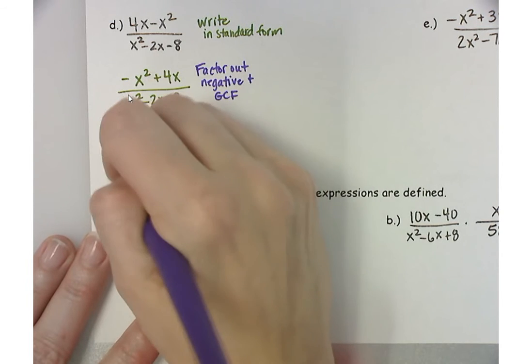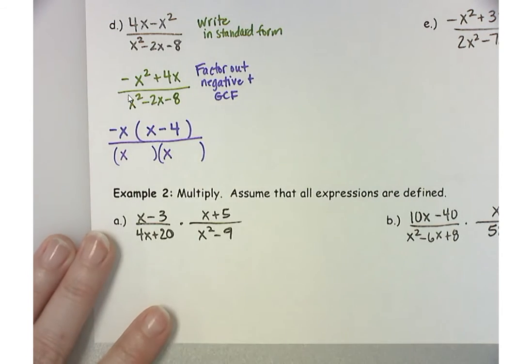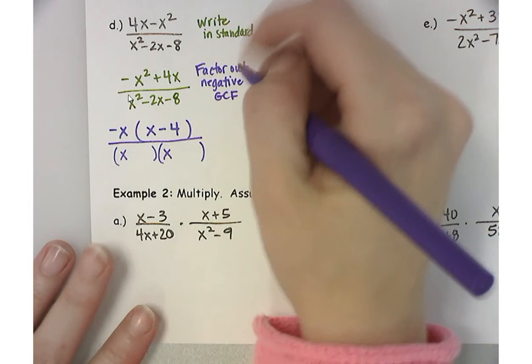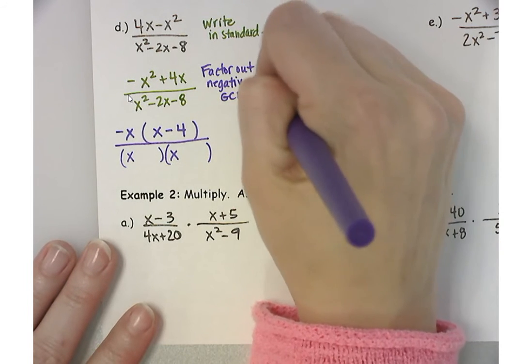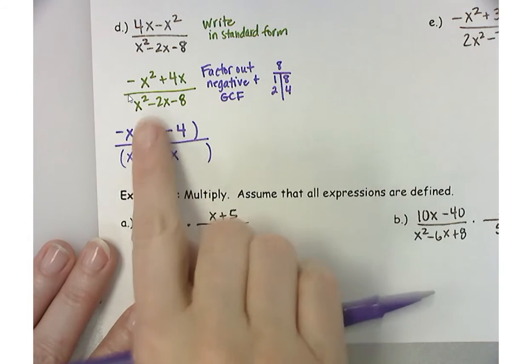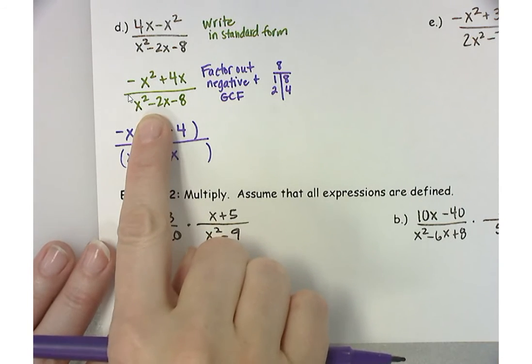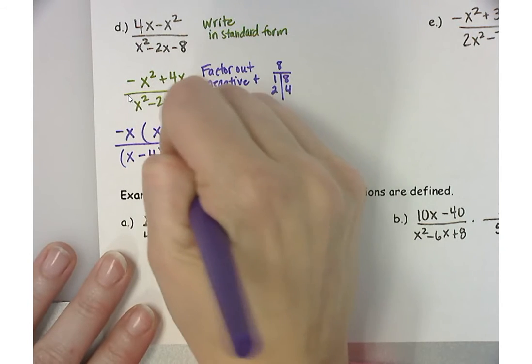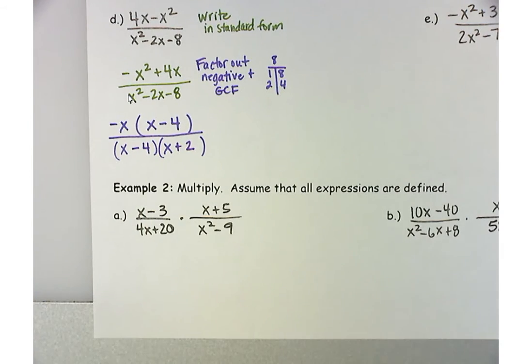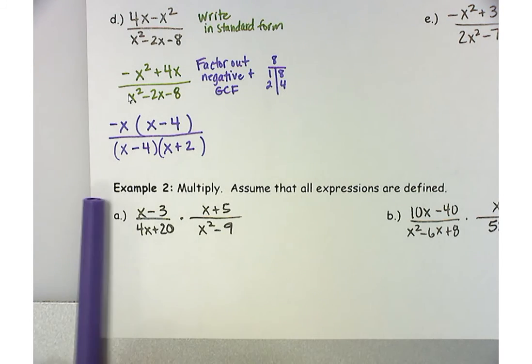And then I'm going to cancel out what they have in common. Okay, so I have x minus 4 and x minus 4 that cancel. So I have negative x on the top over x plus 2 on the bottom. Again, you cannot cancel these out. If you have a plus or a minus, you cannot do that cancellation. If it was times 2, you could.